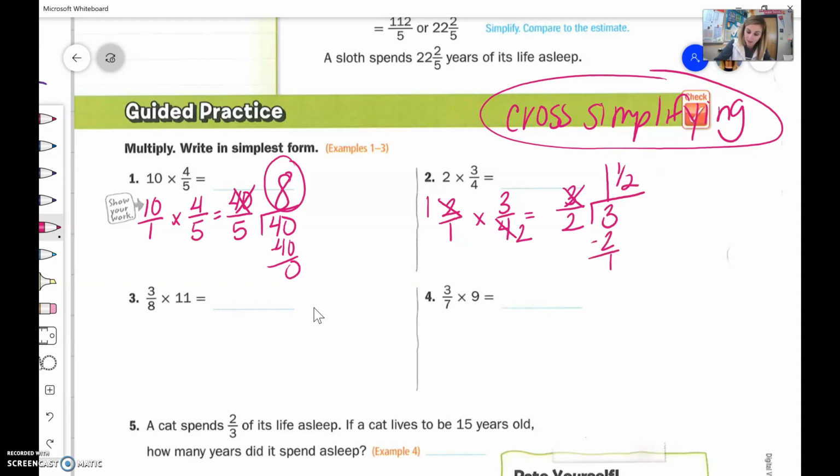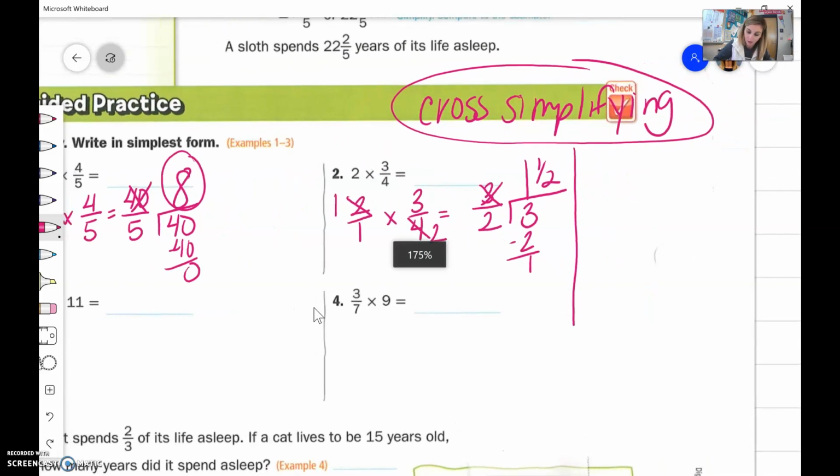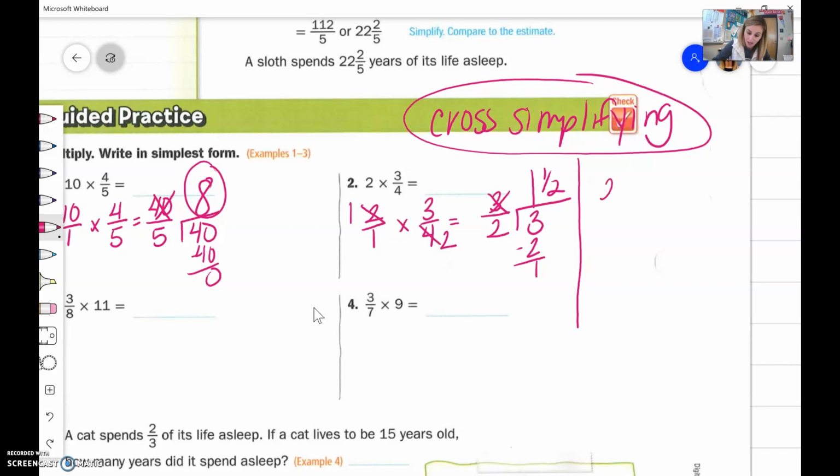Now watch what happens if I leave it the same without cross-simplifying. Let me move this over. So I'm not going to cross-simplify. I have 2 over 1 times 3/4. I'm left with 2 times 3, which is 6, and then 1 times 4 is 4. I have an improper fraction, so I'm going to divide. I know that goes in once. I'm left with 6 minus 4, which is 2, and that becomes 1 and 2/4.